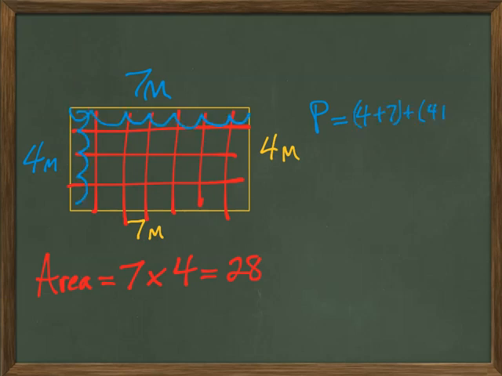So I'm going to get 4 plus the 7 plus the 4 plus the 7, right? The 4 and the 7, the 4 and the 7. And that's going to give me 11 plus 11, which is the same as 22. So my perimeter is 22 and my area is 28.